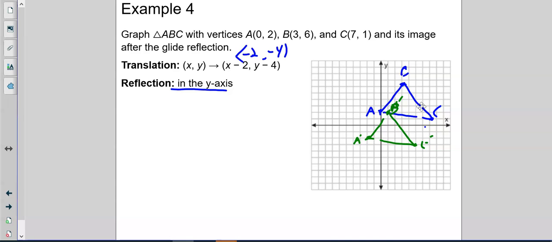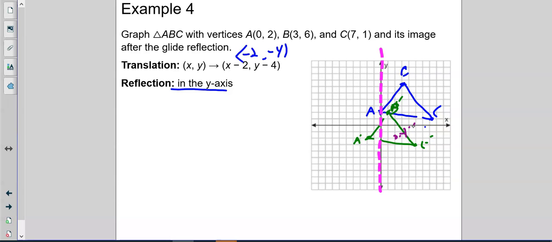Now I'm going to reflect over the y-axis. All right? Remember the y-axis is this line right here. So I'm going to count to that line and then count the other direction. And remember, all I'm doing is switching here. All right? So A prime is 2 spaces left of that line. So I'm going to go 2 spaces right of that line. So there's my A double prime.